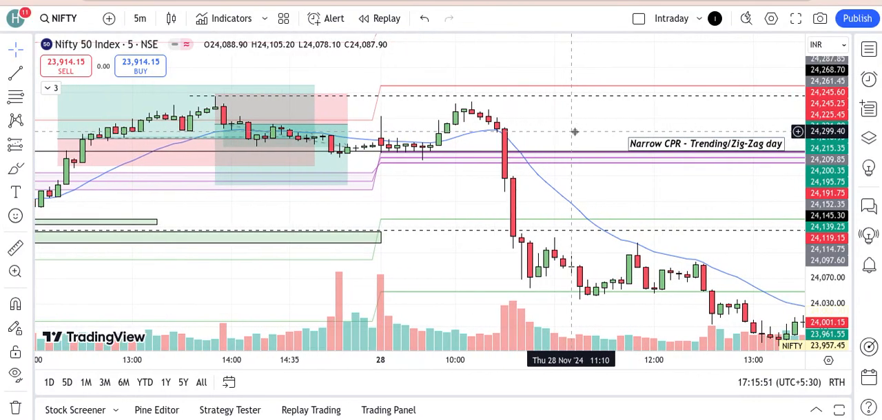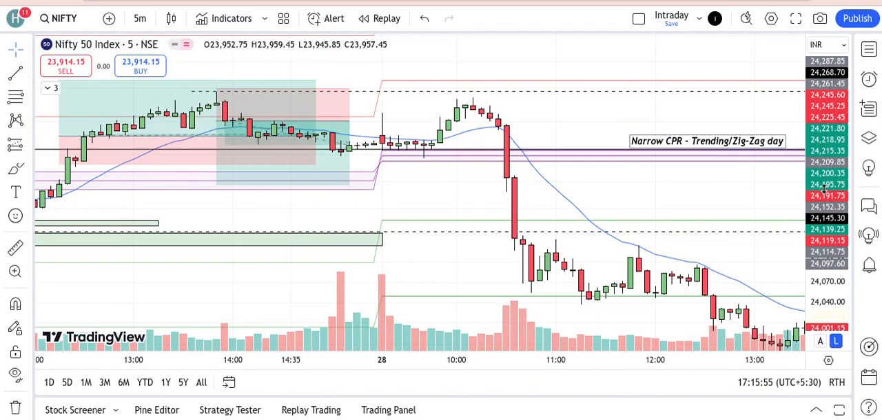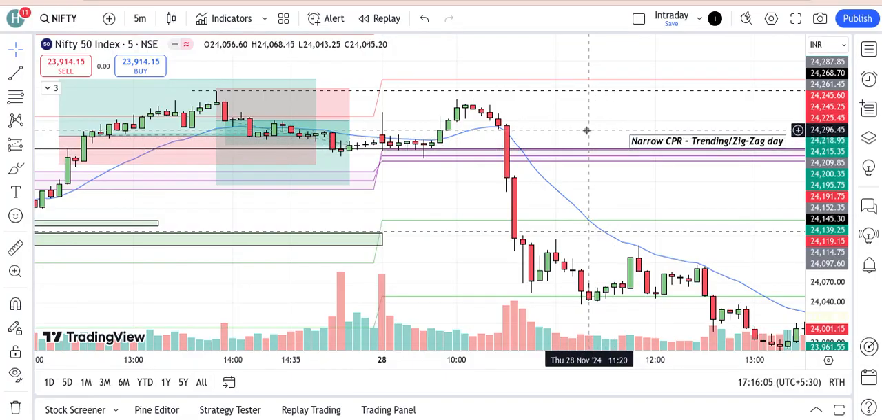Today is the narrow CPR. Narrow CPR usually means that market will go in one direction. It may give a big move. It's usually a trending day or a zigzag day. So to make it simpler, on a narrow day we have to just identify where the market is trying to go.